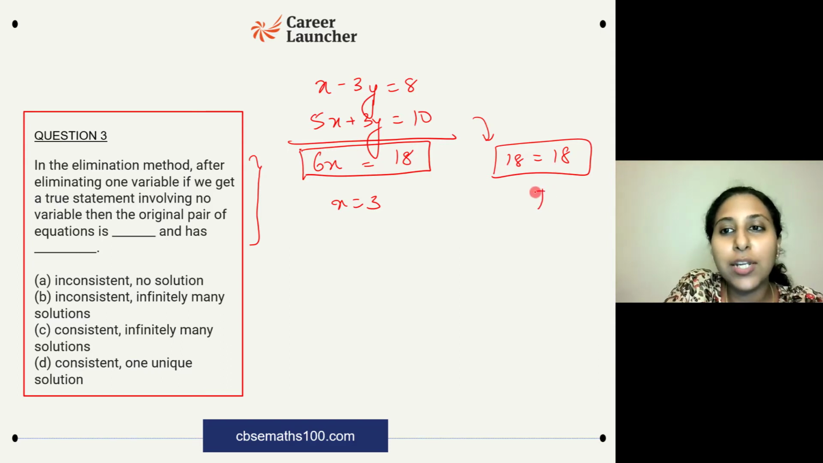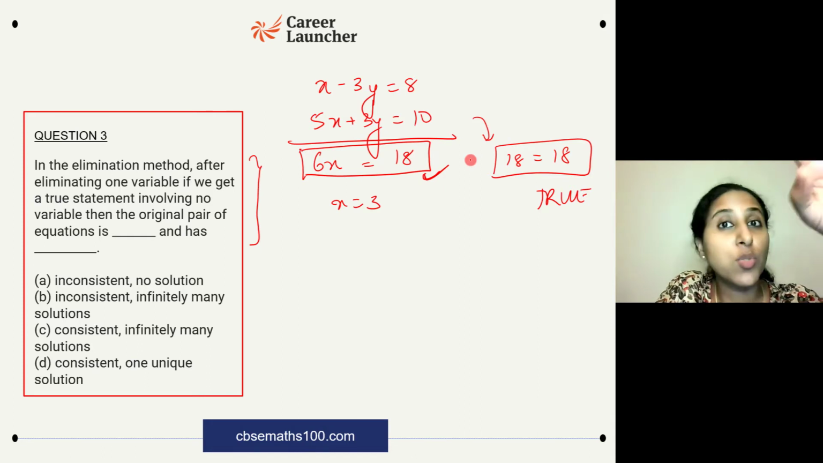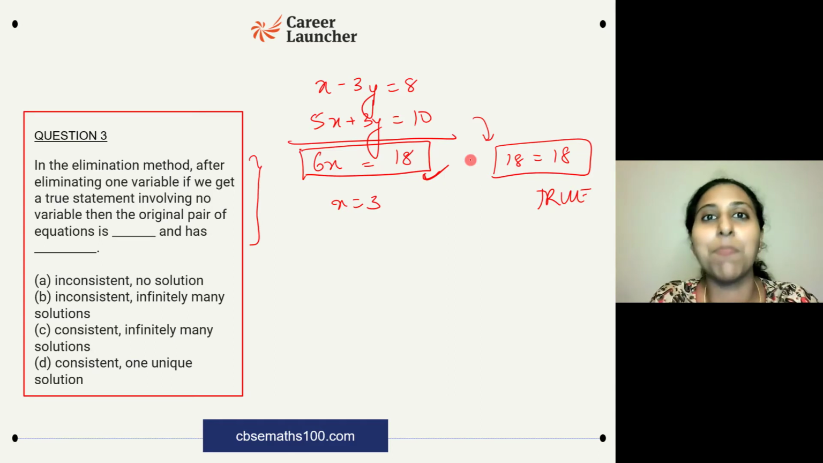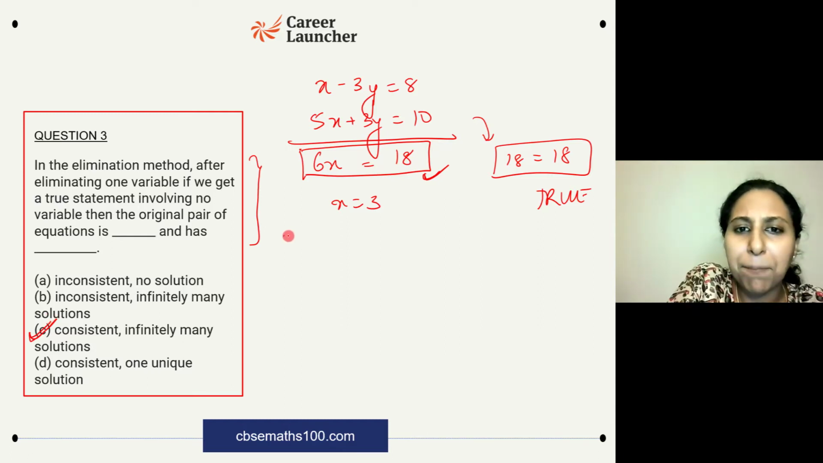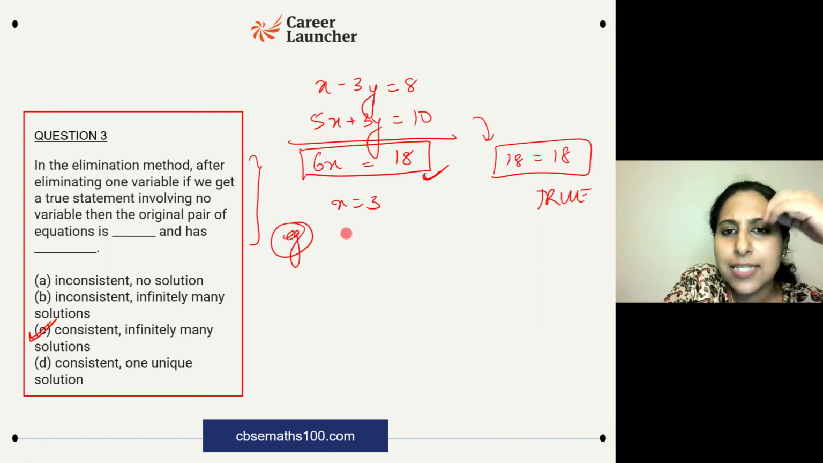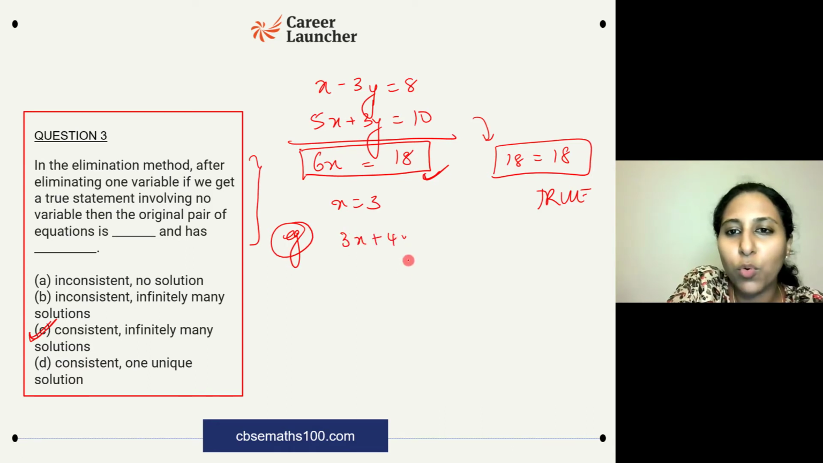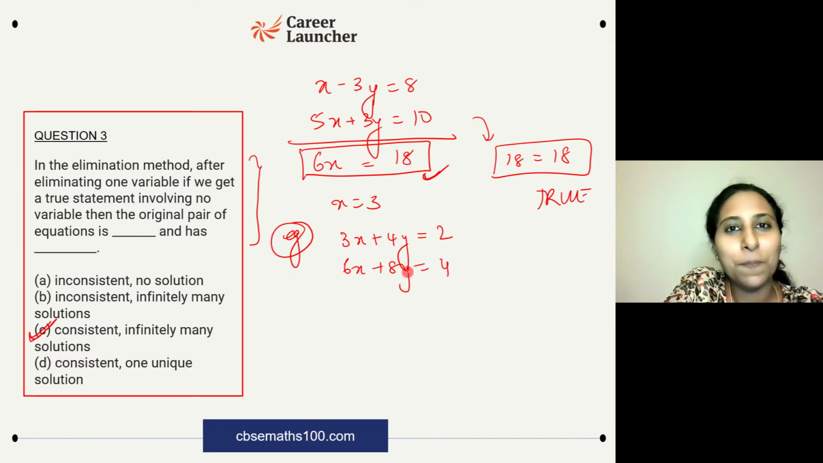In this case, when you're getting a true statement in this step, it means the original equations would have represented coincident lines, which is one and the same line. And that means it would have been consistent, because yes, solutions are possible. It's consistent, but there would be infinitely many solutions. As an example over here, I'll give you this. Suppose we had 3x plus 4y is equal to 2, and we had 6x plus 8y is equal to 4.